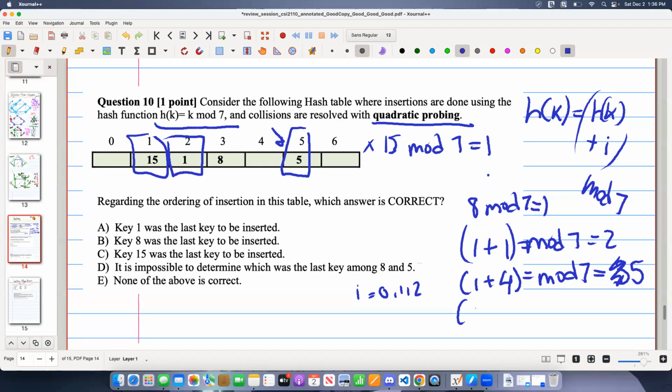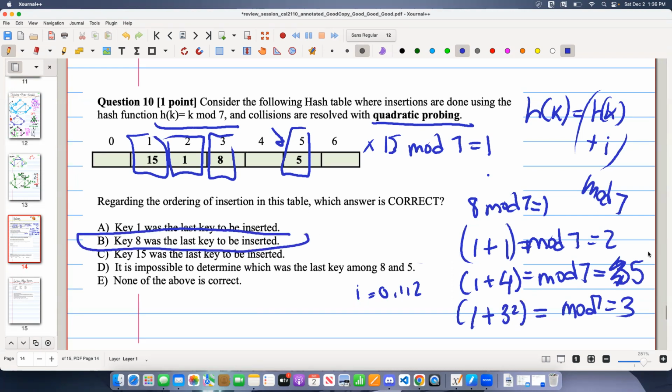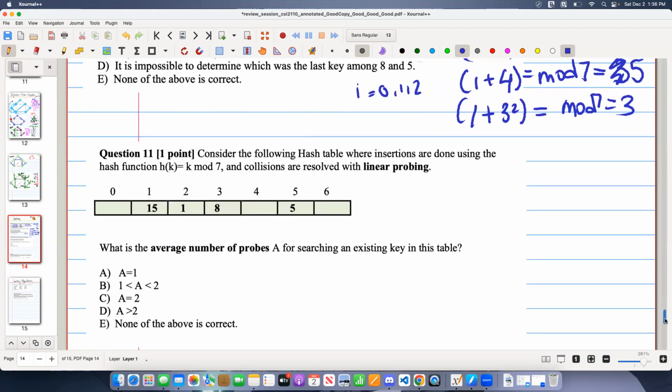So we continue going. I plus 3 squared, which is 9, plus 1. So it's 10. 10 mod 7. Yeah, exactly. And we know that 8 is in the 3rd index. Since 8 is not in the 5th index, because 5 was there, we know that 5 was not the last thing inserted. So therefore, we can claim that 8 wasn't the last key inserted. This is also in your Kahoot. I was there during class when it was taught.